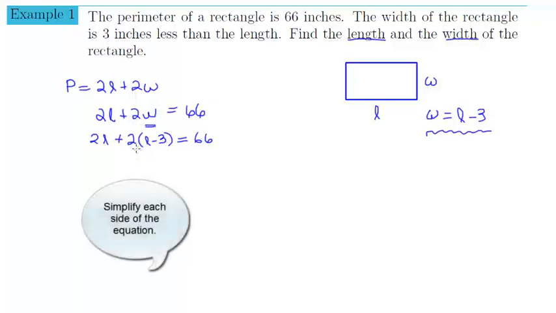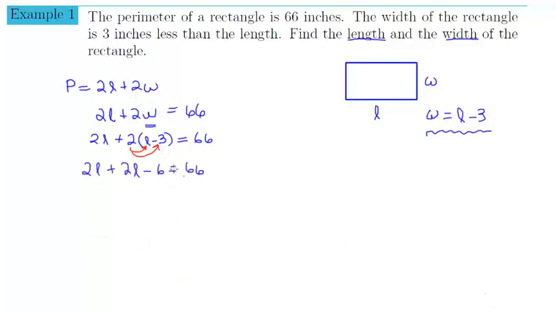We simplify each side. So that means we're going to simplify the left side by applying the distributive property here, taking the 2 and multiplying it through. Doing so will give us the following equation. 2L plus 2L minus 6 equals 66. We continue simplifying the left side. We're going to put our like terms together, the 2 L's together, and that's going to give us the next step.